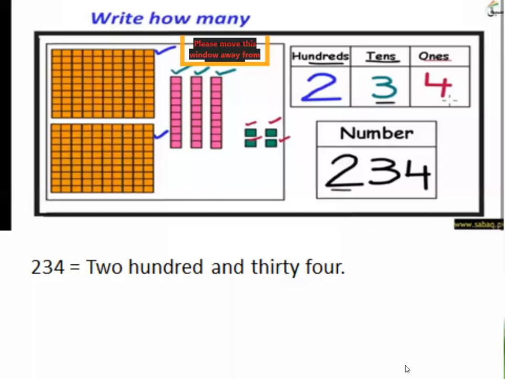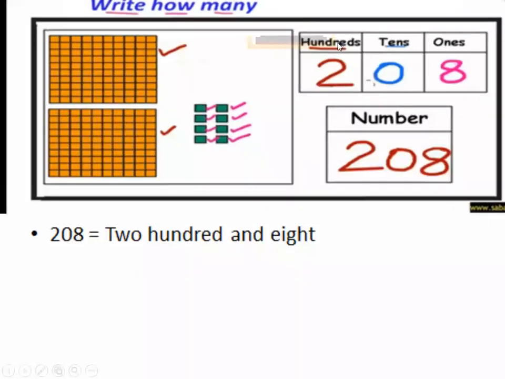Now see another example. These are also three-digit numbers, and we write three-digit numbers in three columns: hundred column, tens column, and ones column. So how many blocks of hundreds are there? There are two squares. So we write 2 in the 100 column because there are 200 blocks.